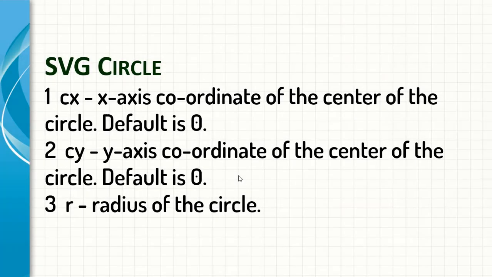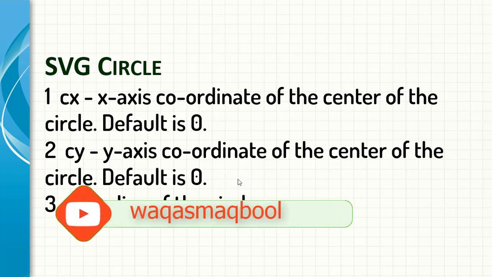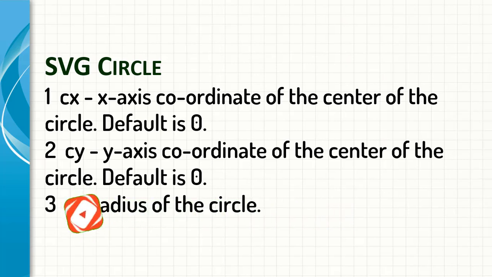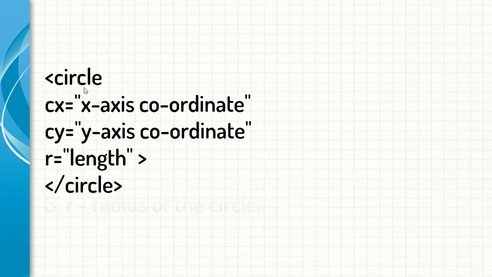Hello viewer, in this video I will discuss the SVG circle and how you can draw it. CX, the circle's X coordinate, is used for the center of the circle. Default is 0. Similarly, CY is used for the Y coordinate of the center of the circle, and R is the radius of the circle.